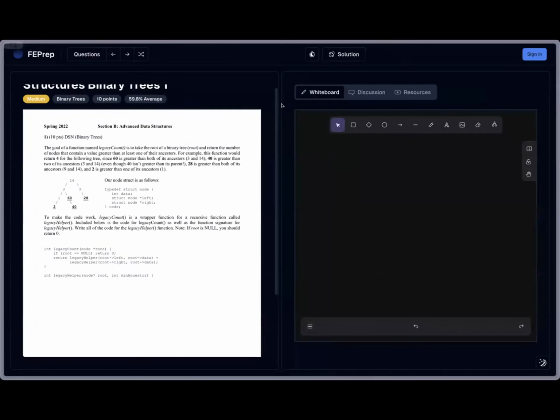Base case, yep, there we go. Perfect. If root is equal to null, we'll return 0. That's 3 points. Remember, your base case is more than likely going to be 2 points. Easy 2 points that you can get. Don't ever forget that you need a base case for something that's recursive, okay?